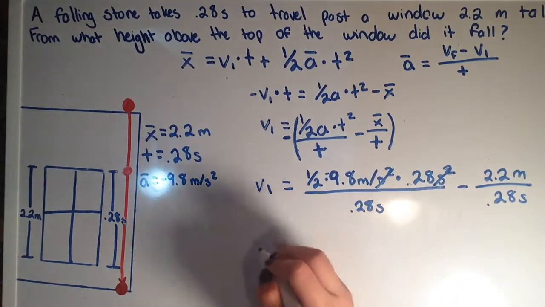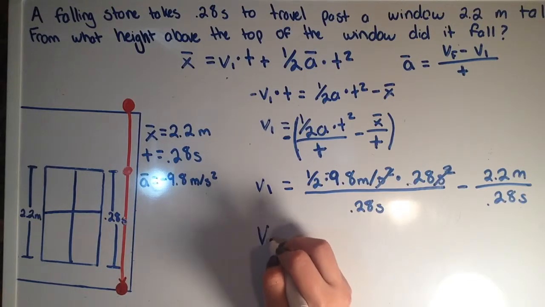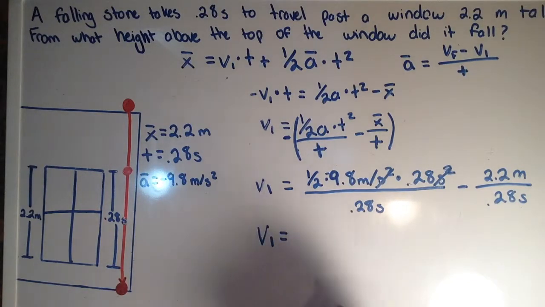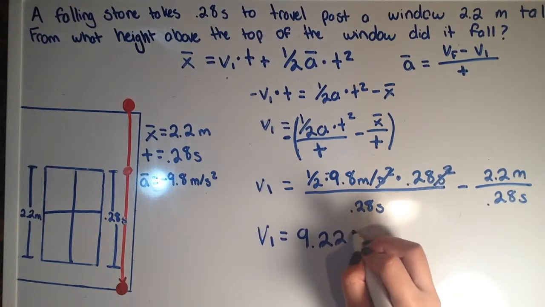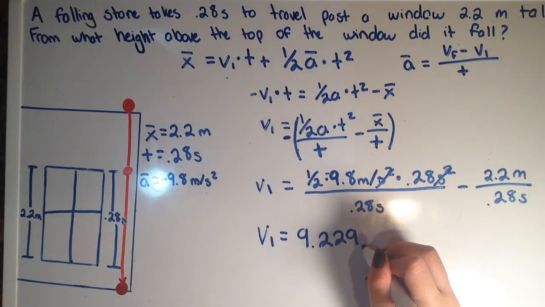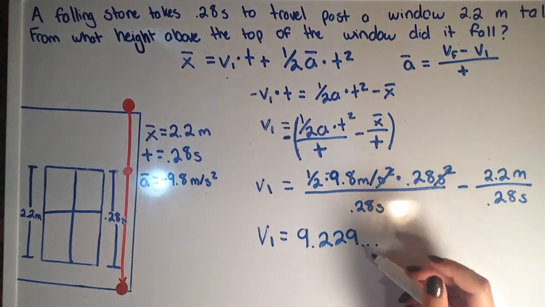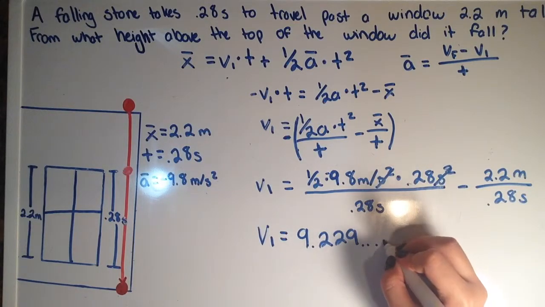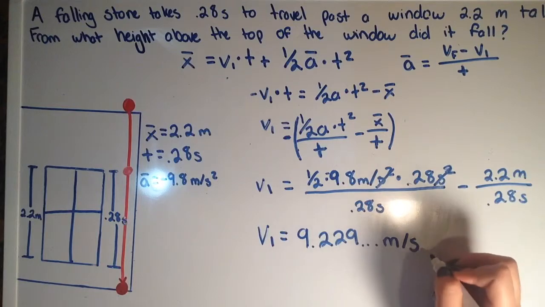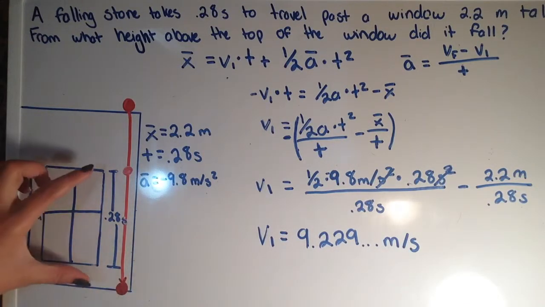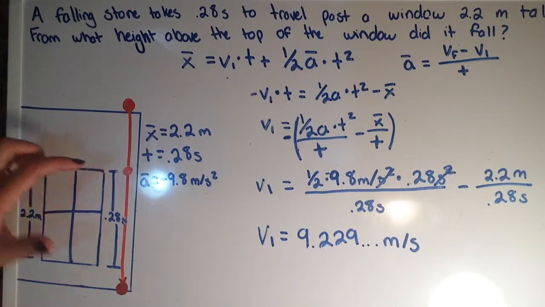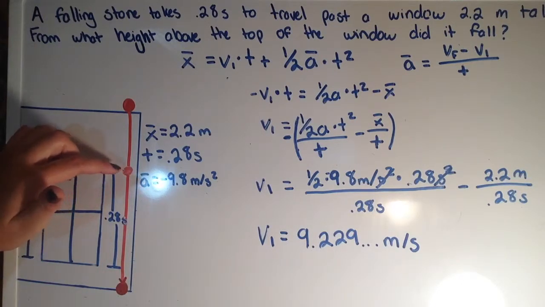So the answer you would get for the initial velocity is 9.229, and then there would be more decimal places after this, but this is far enough to go. Meters per second. So again, we found the initial velocity of this section right here. So what we found is the velocity of the stone at this point, the velocity of the stone as it reaches the top of the window.